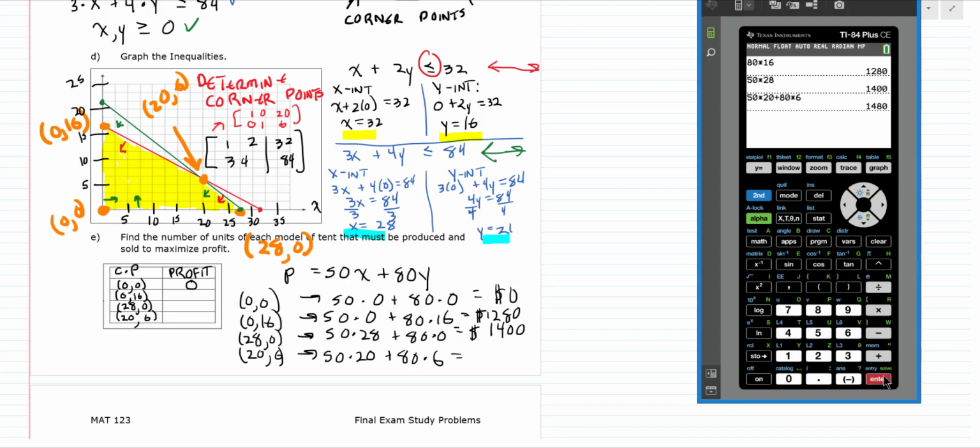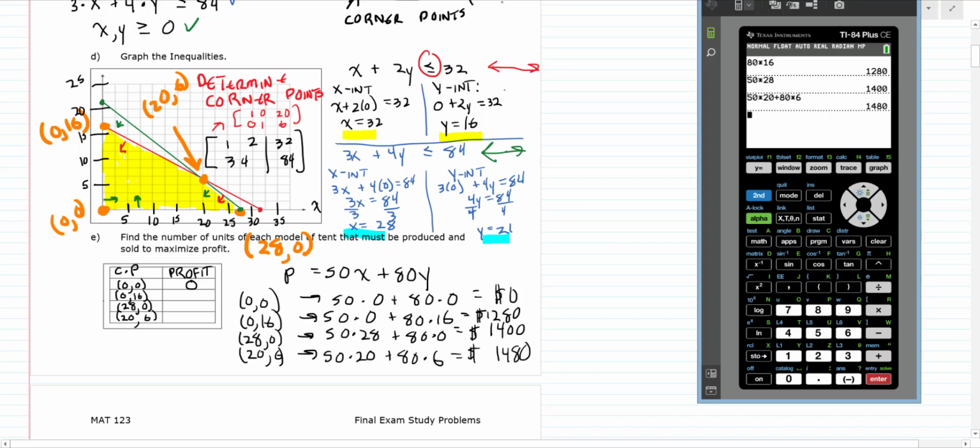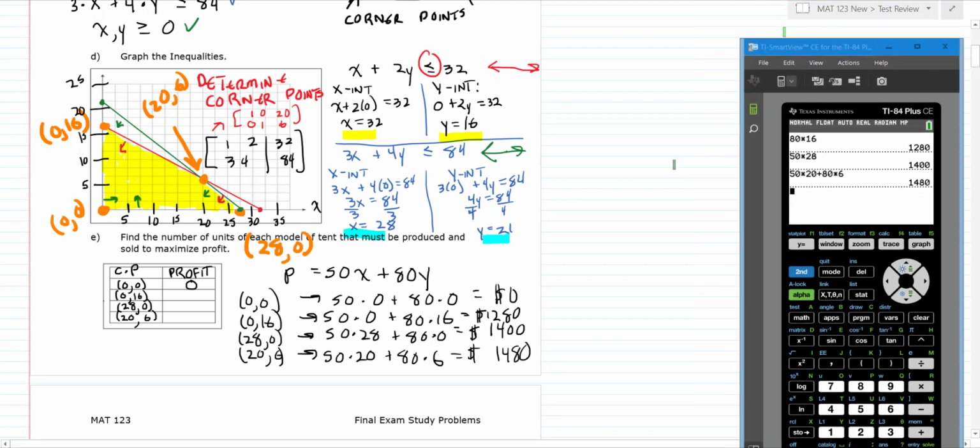And that's going to give $1,480. Okay? All right, so that means that this is your maximum profit right there. So what we would say for our answer is we would say max profit is $1,480. And then that would mean that you sell 20 standard tents and 6 expedition tents.